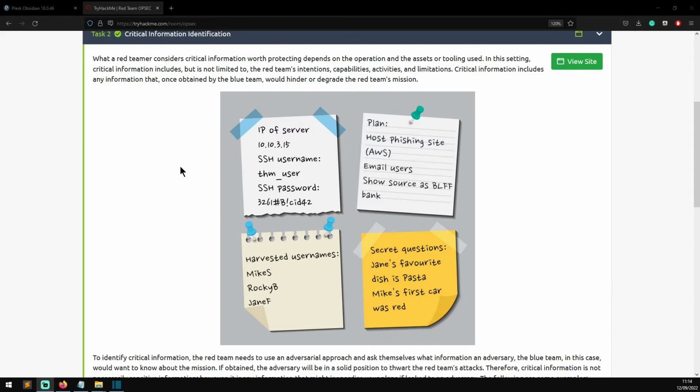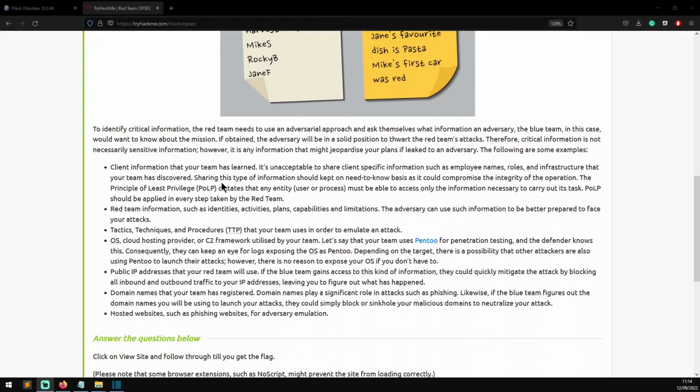And then secret questions. To identify critical information, the red team needs to use an adversarial approach and ask themselves what information an adversary, the blue team in this case, would want to know about the mission. If obtained, the adversary will be in a solid position to thwart the red team's attacks. Therefore, critical information is not necessarily sensitive information. However, it is any information that might jeopardize your plans if leaked to an adversary.